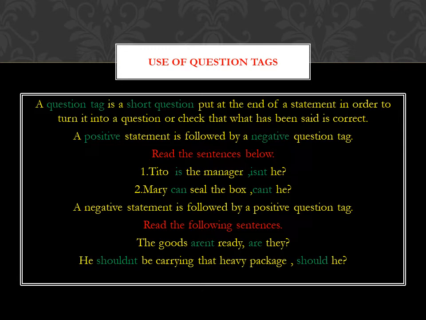Another statement, we have a negative statement is followed by a positive question tag. For example, the goods aren't ready, are they? He should not be carrying that heavy package, should he? So in the second part, you've seen the words aren't and shouldn't. Those are negative words. You change them to positive. Should he? Are they? Let us look at more explanation.